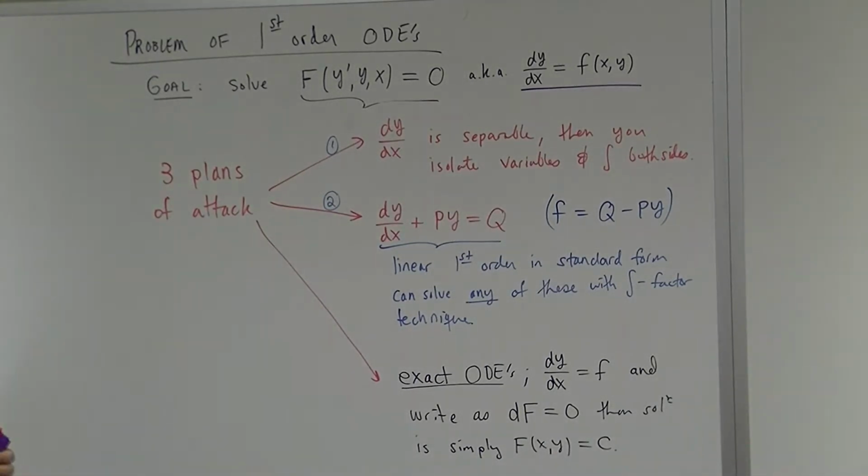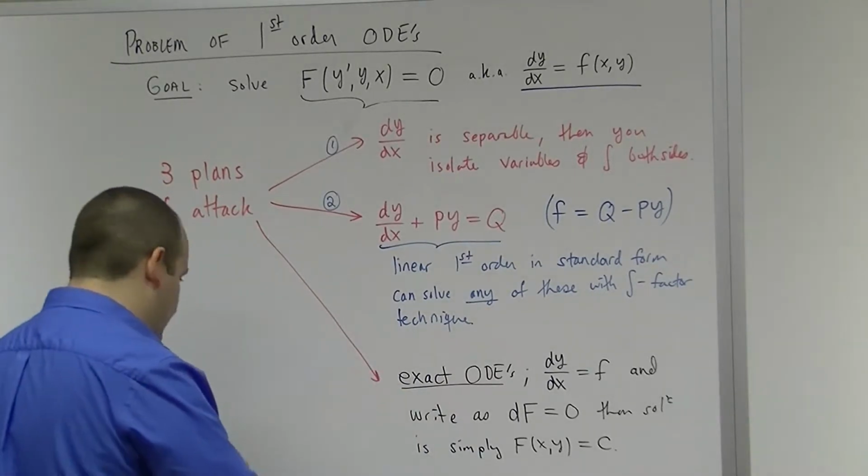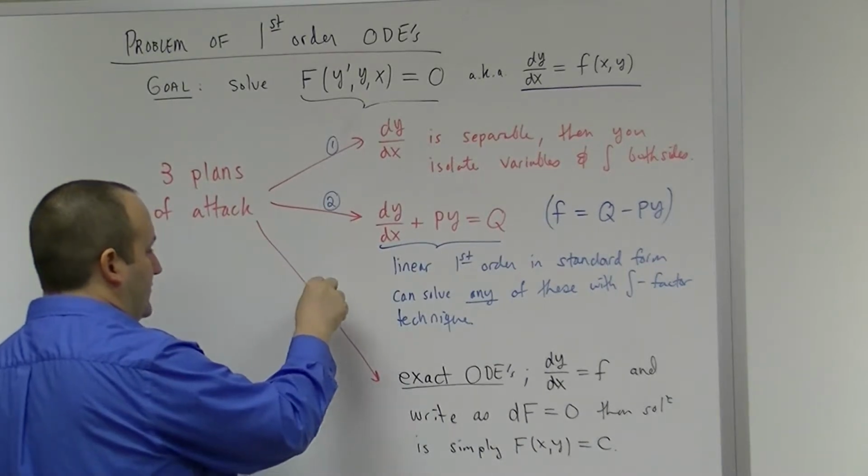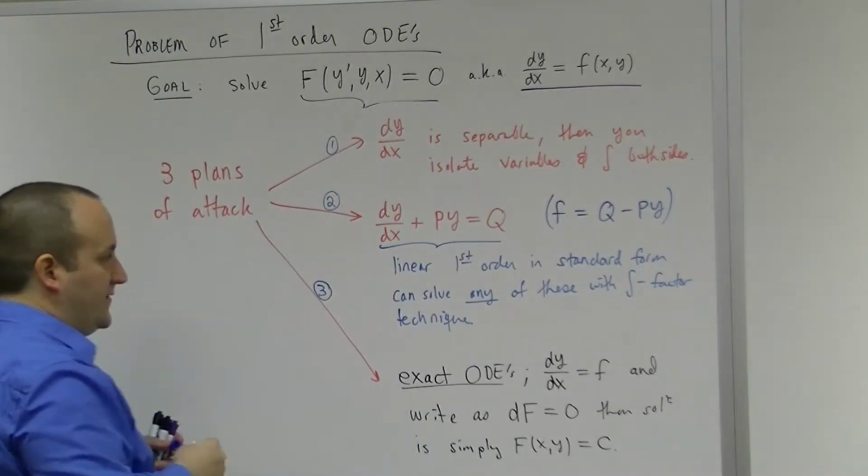Now, it may or may not be the case that your given ODE is an exact ODE. Your first order problem may or may not be exact. Putting it in this form, dF equals 0, that's called the Pfaffian form. So we'll talk about that. These are the three major cases.